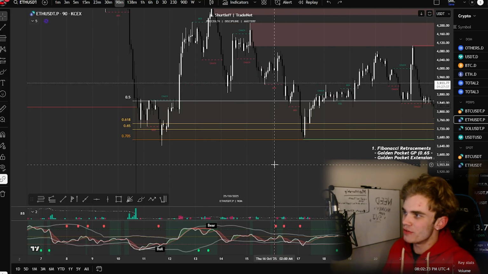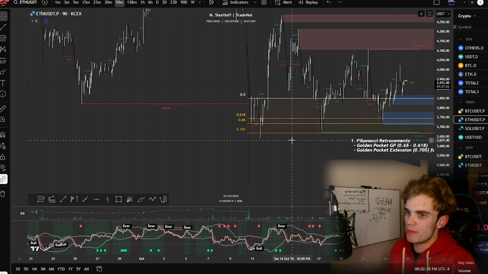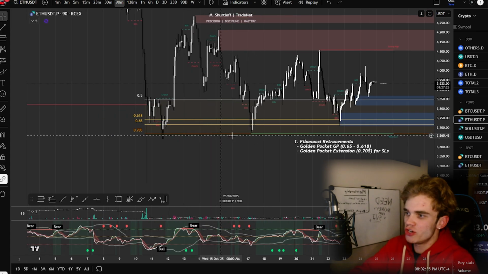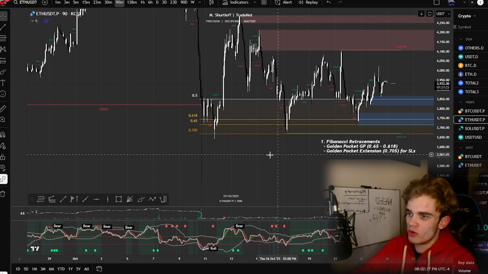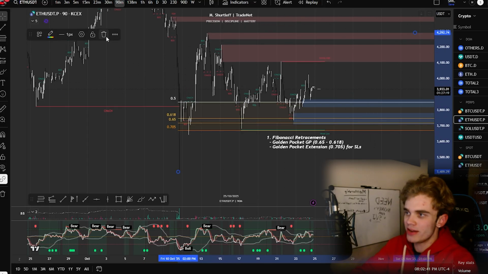Okay, I'm kind of getting ahead of myself here, but you can generally see how good the golden pocket is, and it has been respected several times. But like I said, you always combine it with other things, which I'm going to show you how to do here. But with the extension, you don't have to worry about that right now. Like I said, I mainly only use that for stop losses, but as long as you have these levels enabled, that is your golden pocket, and you are good.